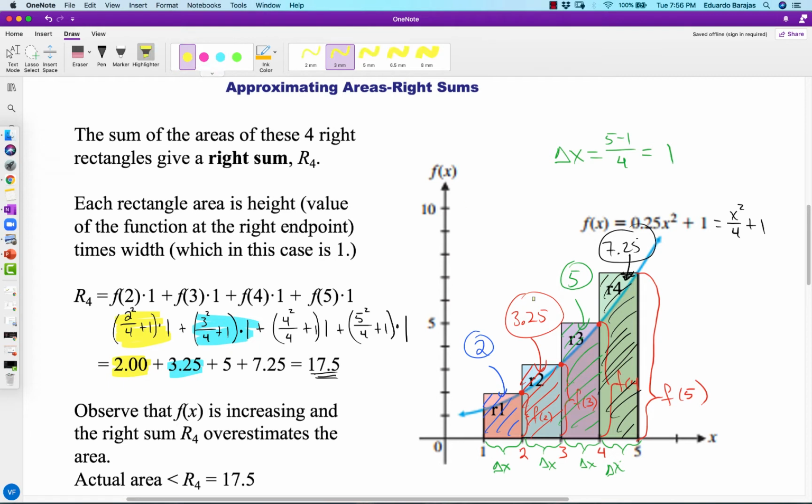So this portion right here, this little extra bit there, oh, that didn't look very good.